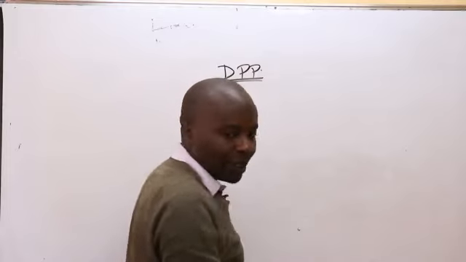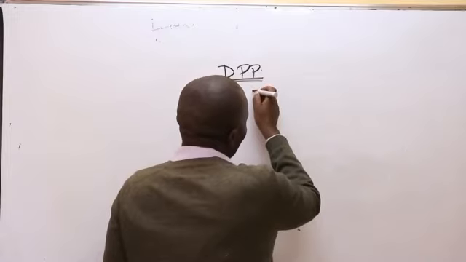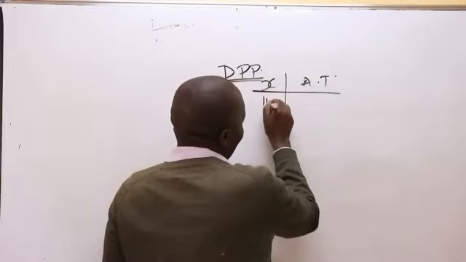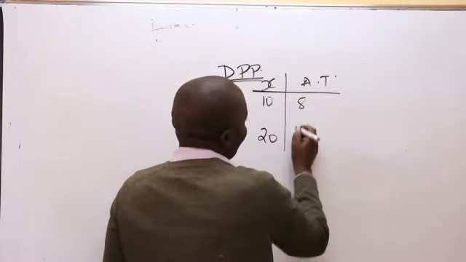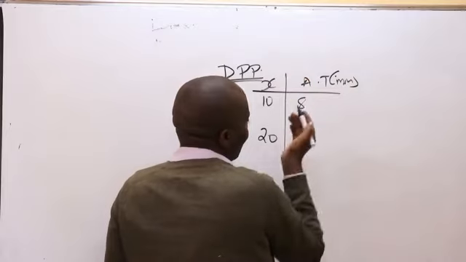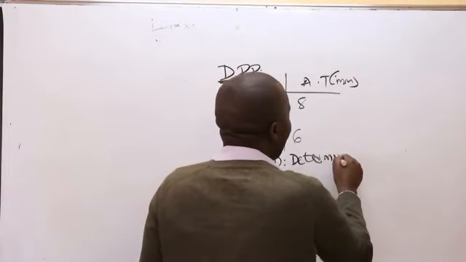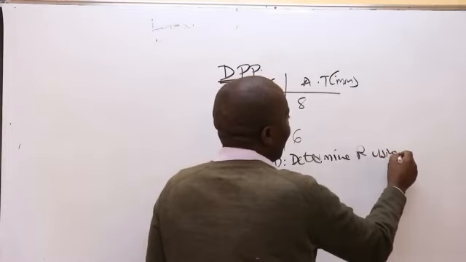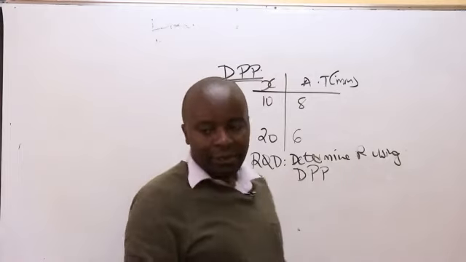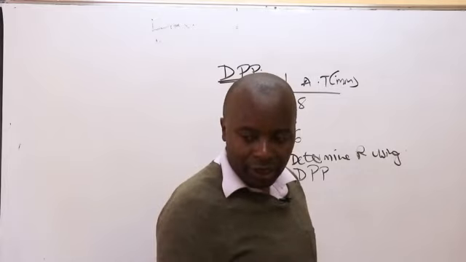Ladies and gentlemen, if for instance you're given this kind of information, they give you your x, and then we have AT, average time. Here they give us 10, 20, and then 8 and 6, average time in minutes, these are units. Out of this information, you are required to determine R, the learning rate, using the doubling path principle. That is your question. That is not my question.